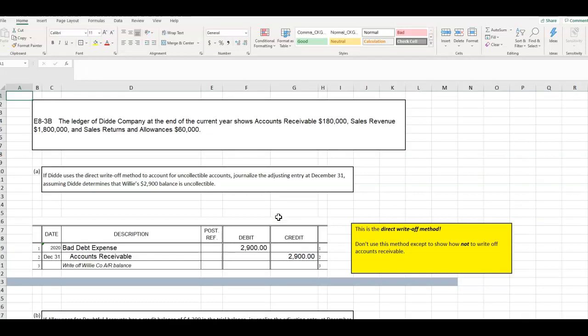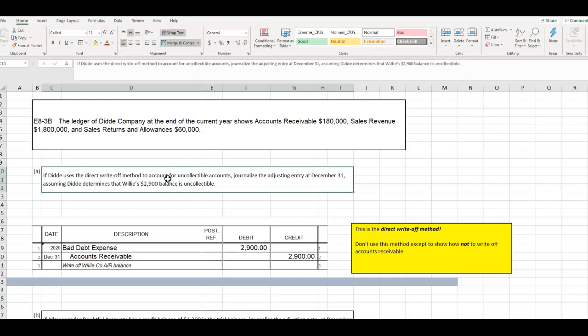And let's see here. This is going to be an interesting one. The Diddy Company shows accounts receivable of $180,000. Remember that. Sales revenue of $1,800,000 and sales returns and allowances of $60,000. So net sales would be $1,740,000. Remember those two numbers. Net credit sales of $1,740,000 and accounts receivable of $180,000.